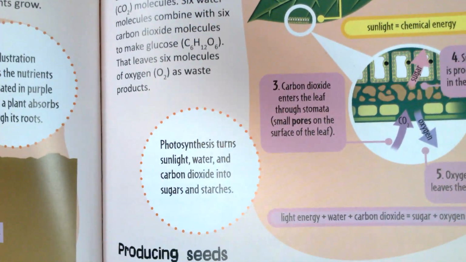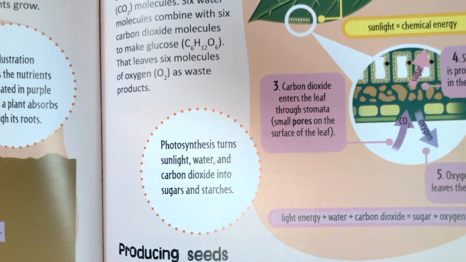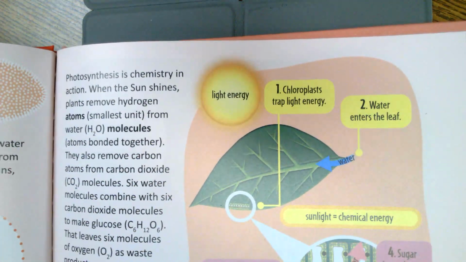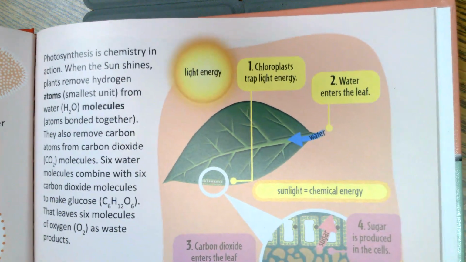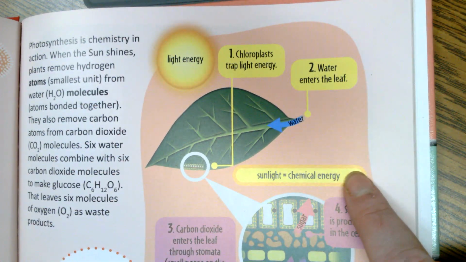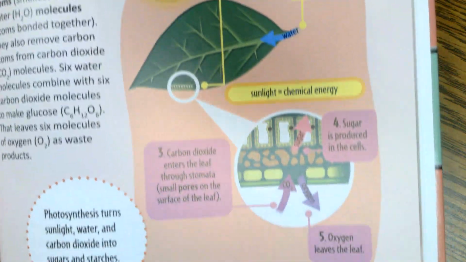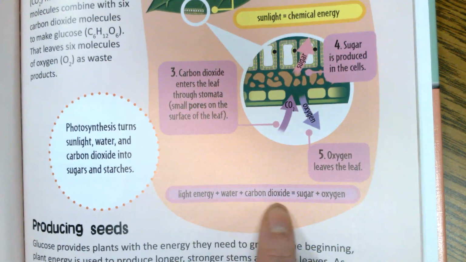Down here we have this diagram. It says photosynthesis turns sunlight, water, and carbon dioxide into sugars and starches. On the top it shows you we have light energy, right? And then we have the sunlight, which is chemical energy. And then we have down the bottom here, light energy plus water plus carbon dioxide equals sugar and oxygen.